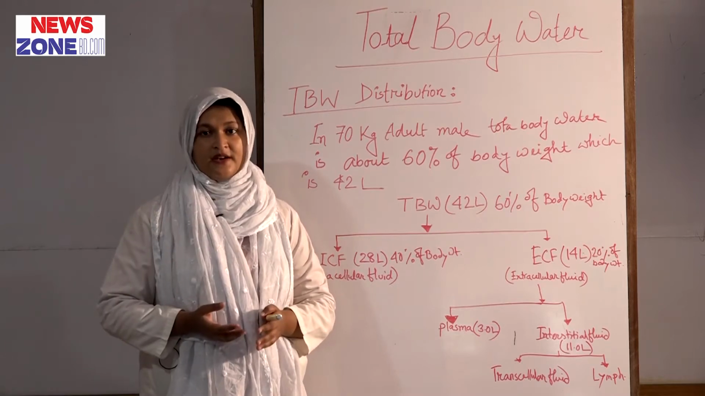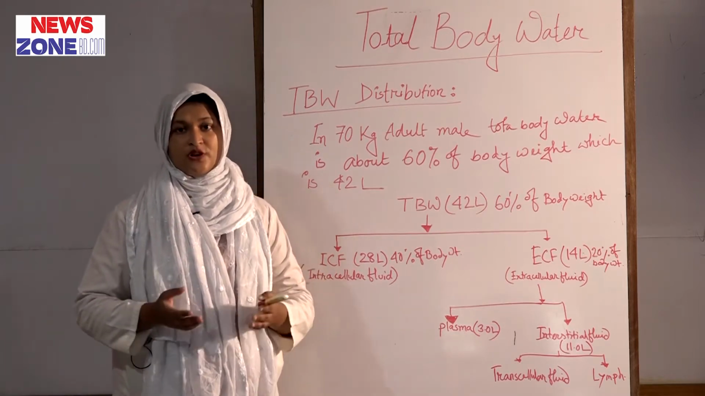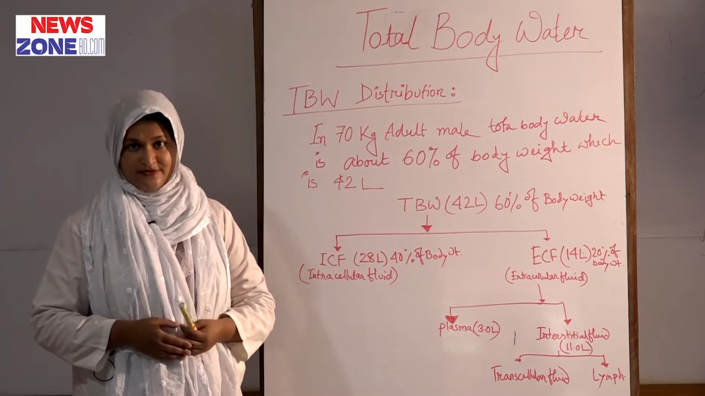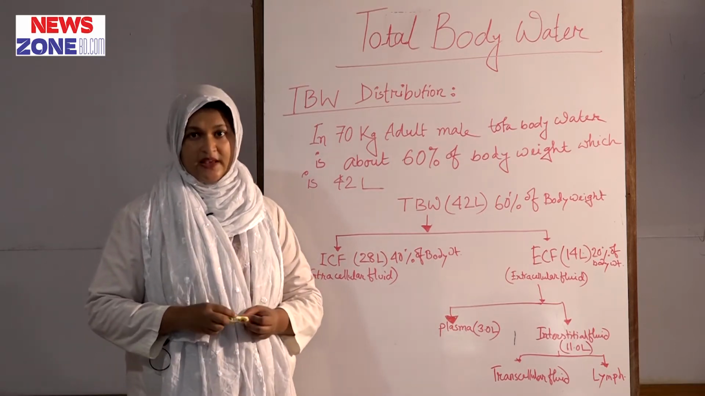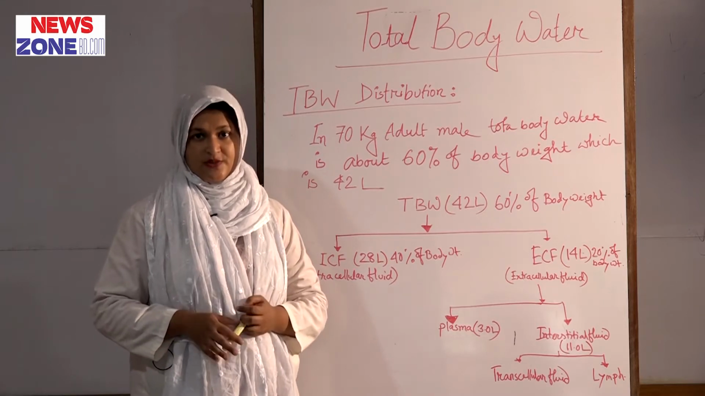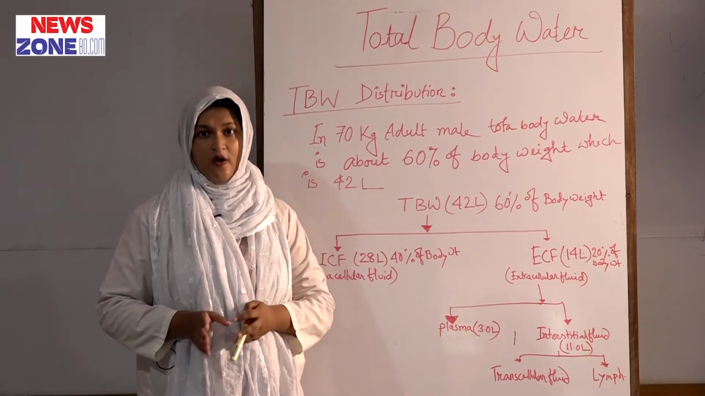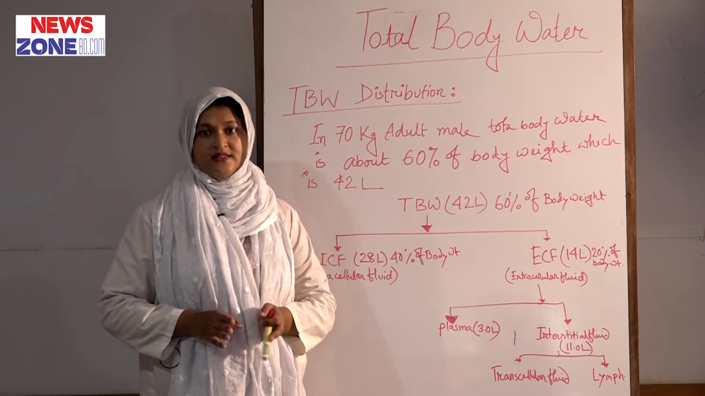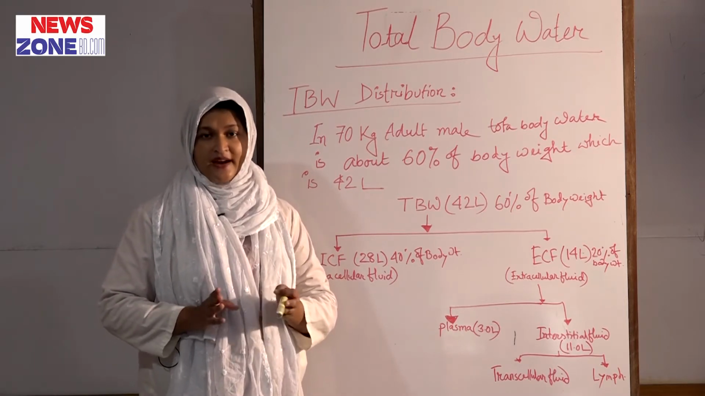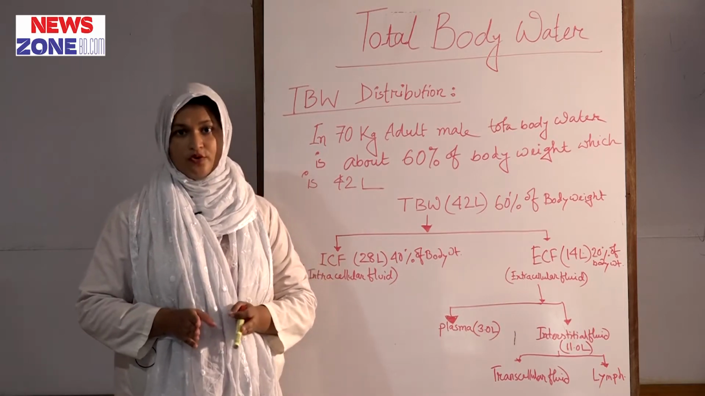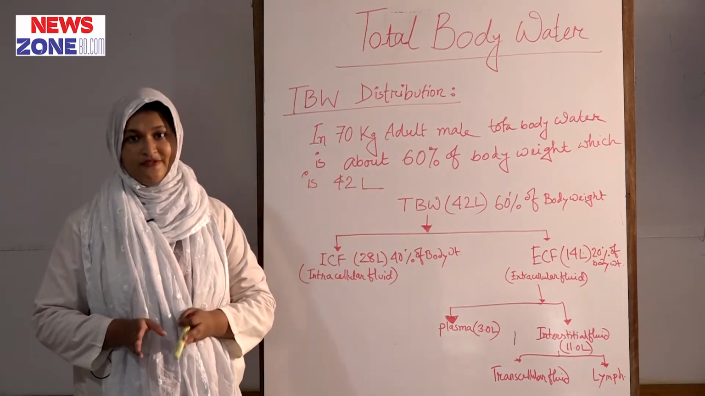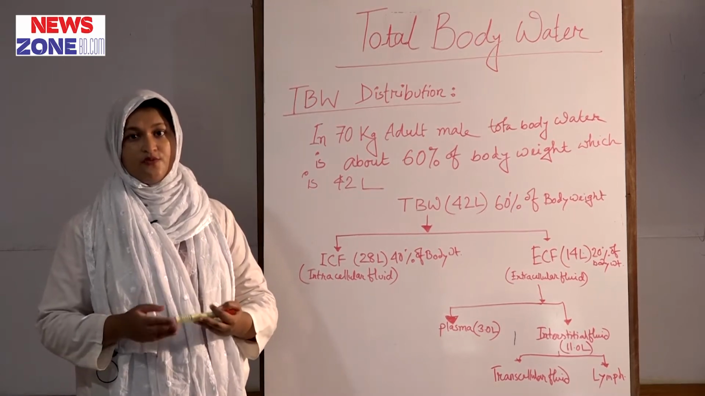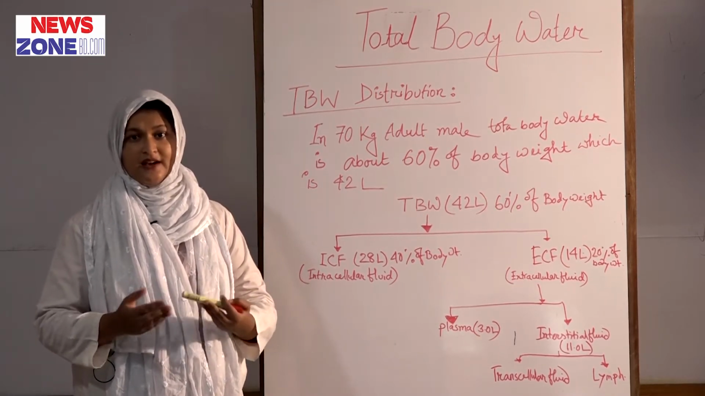fetal life and in case of children, the total body water will be more than adult male and adult female. But if we think about the total body water distribution in an adult male, obviously it will be more than adult female. The main reason is adipose tissue. In case of adult female, adipose tissue is more, total fat content is more in female than male. So in case of adult female, total body water will be less than adult male.